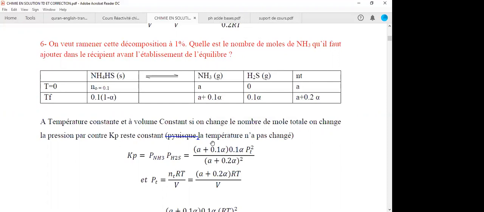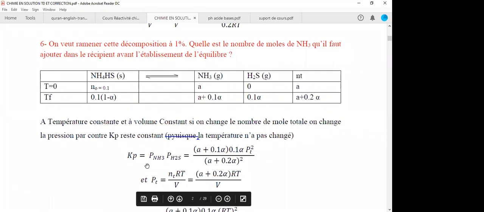What has made the pressure change? It is because the number of moles has changed. But the volume is constant and the temperature is constant. So if the temperature is constant, the constant Kp will not change. If you remember, earlier on I mentioned that Kp only changes when the temperature changes.